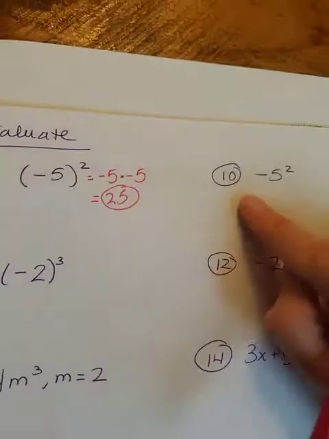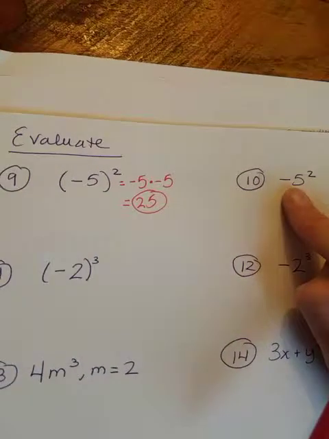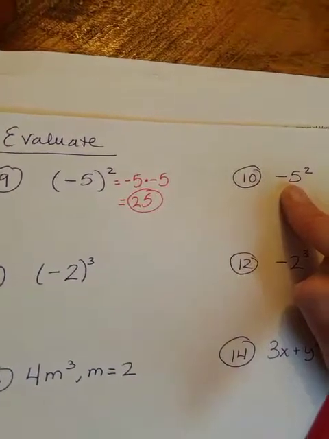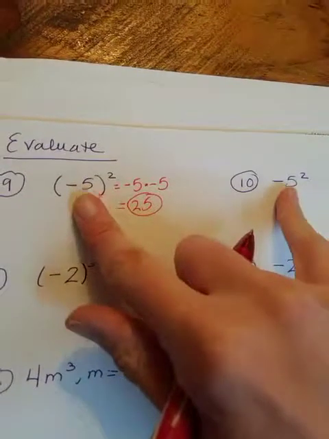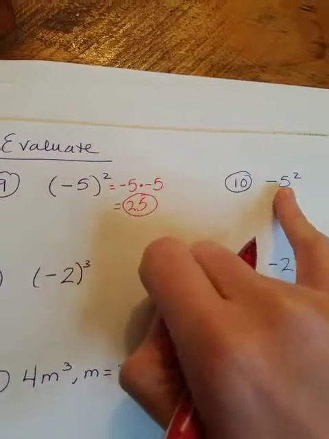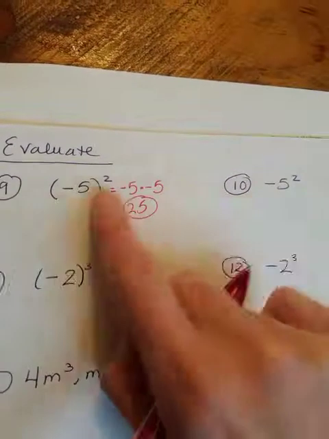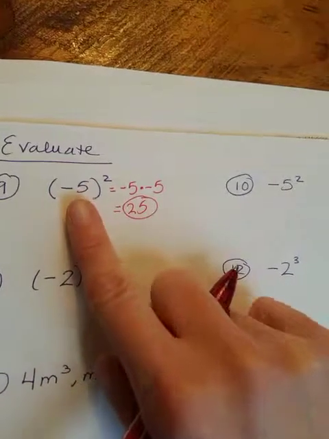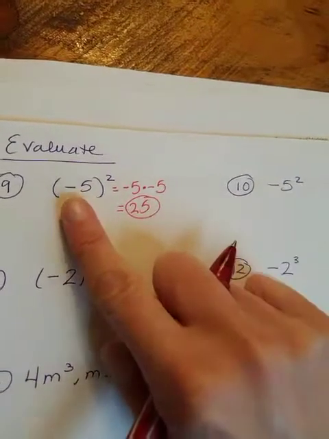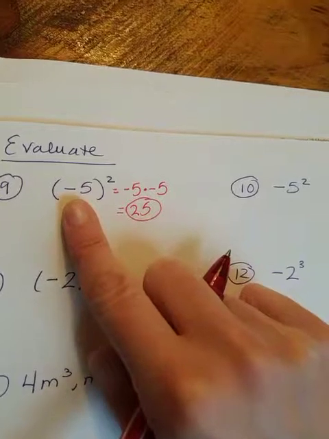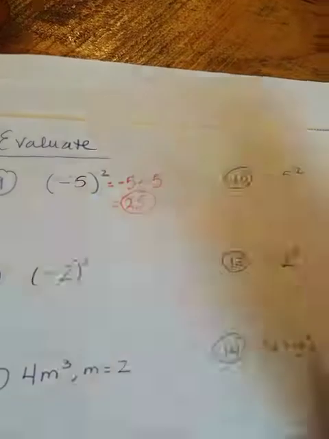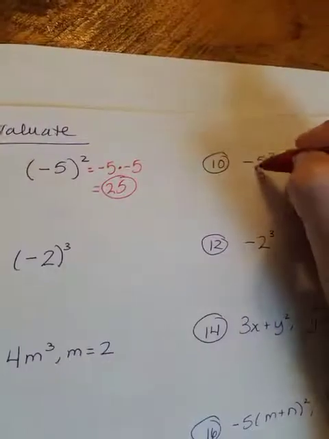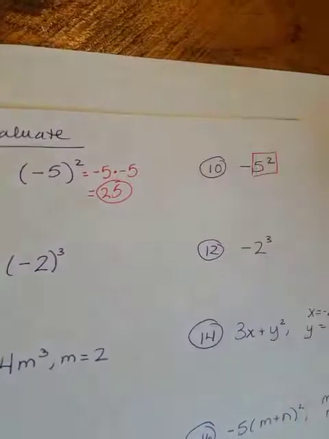Now, I'm going to do one that looks just like it. No, this wasn't a mistake. This is on purpose. Number 10, and I'm staying zoomed out so you can see the difference, is -5 without parentheses squared. Notice on 9, there was parentheses. But there's a difference between the two. In number 9, your base is -5. In number 10, your base is 5.